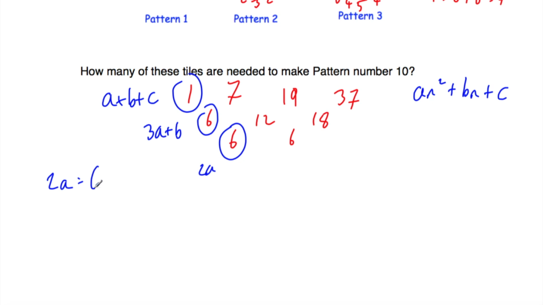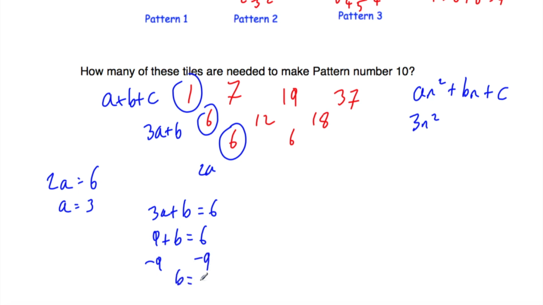So we've got 2a is equal to 6, so that means that a is equal to 3, dividing both sides by 2. So a is equal to 3, so it's 3n squared. Next, let's find our value for b. So we've got 3a plus b is equal to 6, and a is equal to 3, so we've got 3 times 3, that's 9, plus b is equal to 6. If we take away 9 and take away 9, we get that b is equal to minus 3, so it's going to be minus 3n. And finally, we'll want to find the value for c.